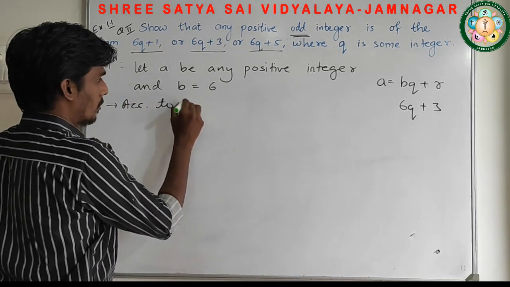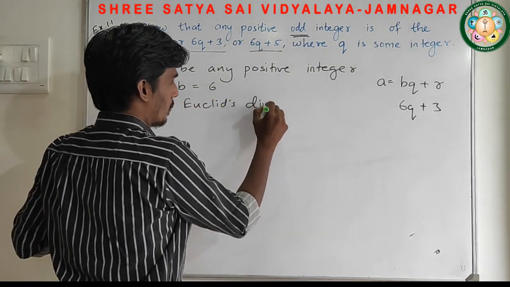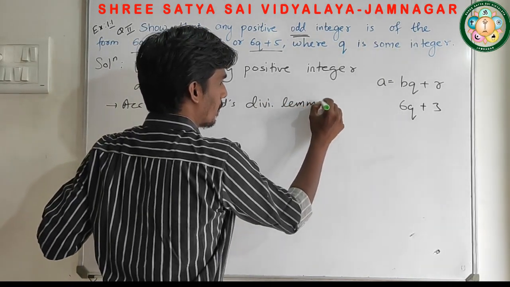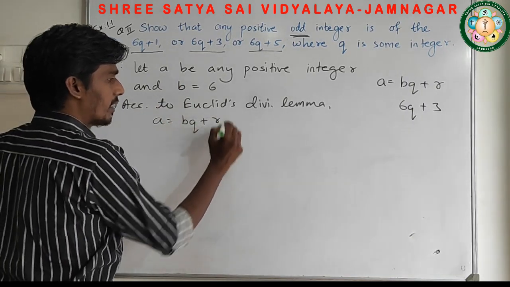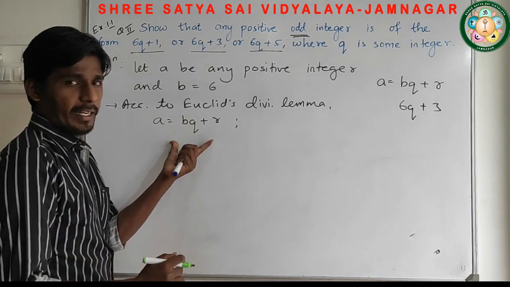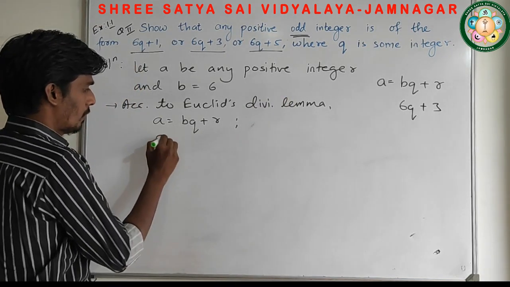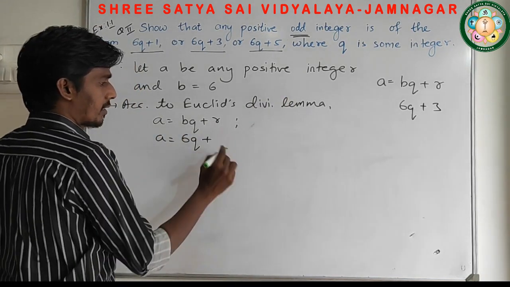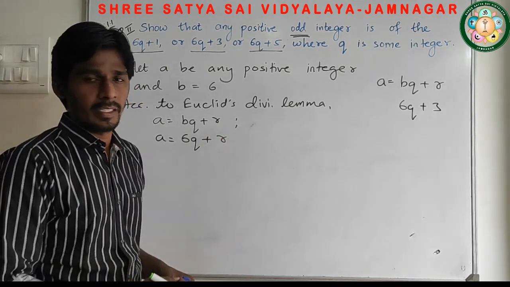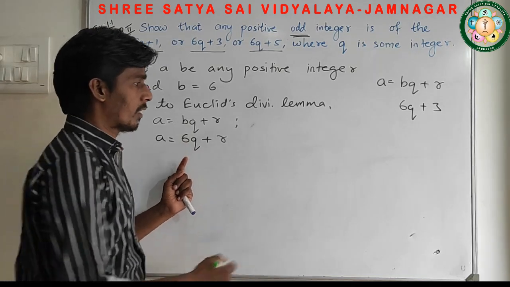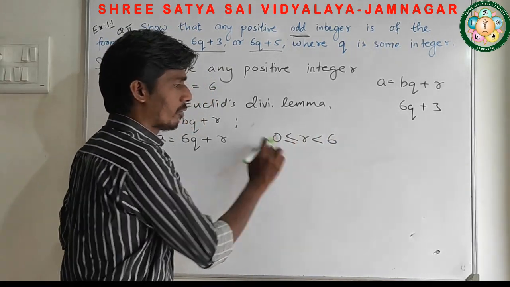Now, according to Euclid's division lemma, I can say that a is equals to what? bq plus r. If I replace the value of b here, a क्या हो जाएगा? This implies a is equals to 6q plus r. Now this remainder is what? Remainder is always lesser than the divisor. जो भी divisor होगा उससे remainder क्या होगा? कम होगा. So the condition for that is that the remainder is less than 6 and greater than or equal to 0.